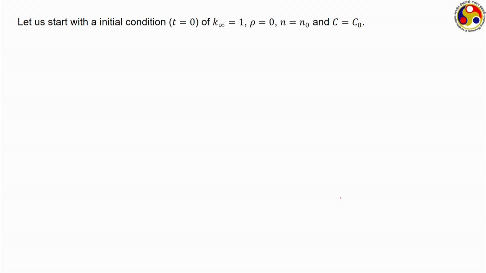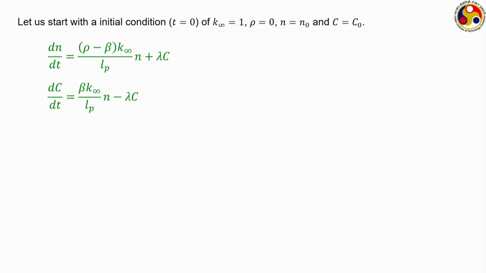Now, we start with an initial condition where at t equal to 0, k infinity is equal to 1, that is, the system was running in the critical condition and its reactivity has to be equal to 0. Because of that, and the initial concentration of the neutron is given as n equal to n naught, and the corresponding concentration of the delayed neutron precursors is C equal to C naught. So, with these initial conditions, let us try to find a solution.